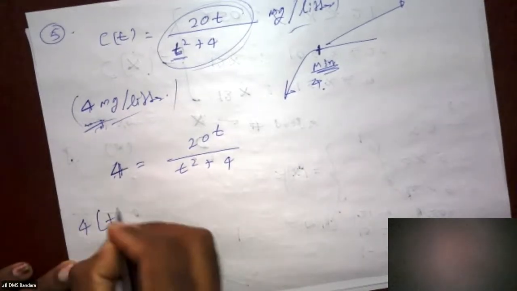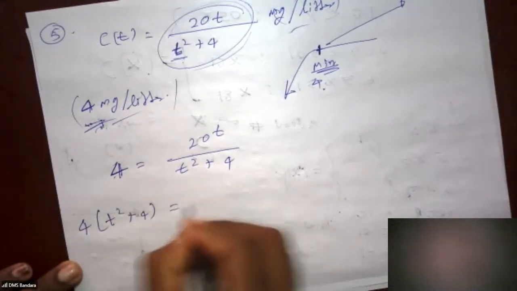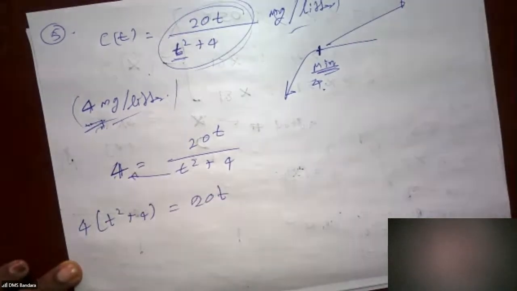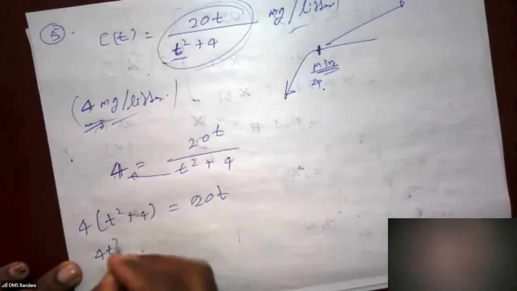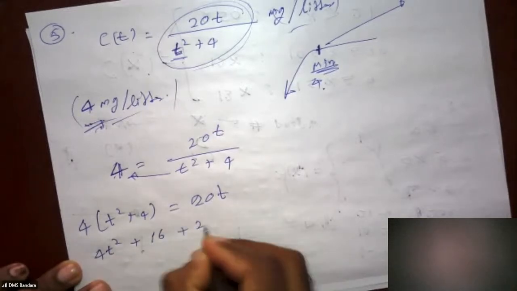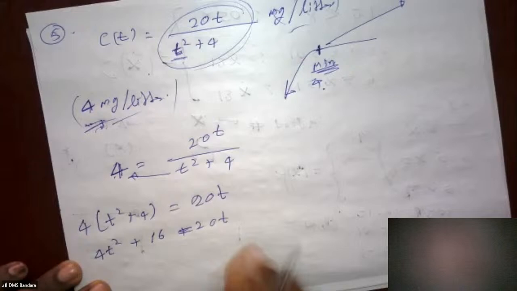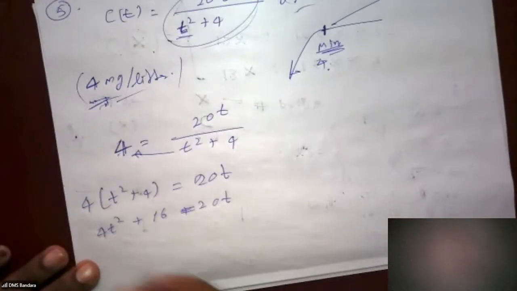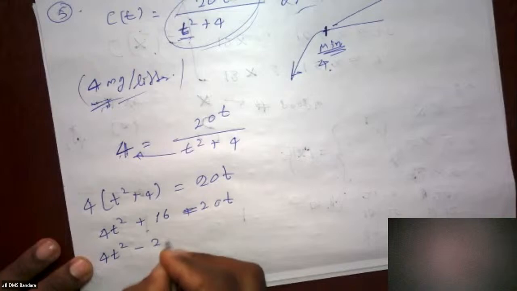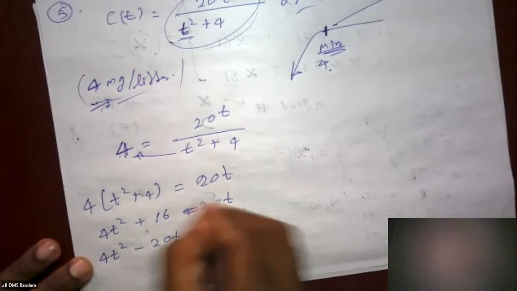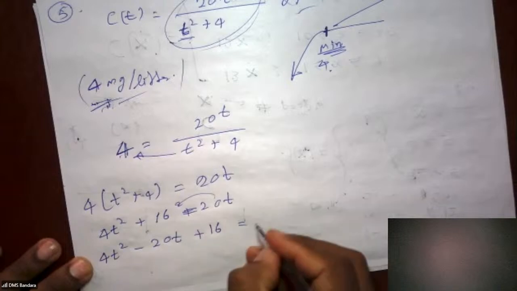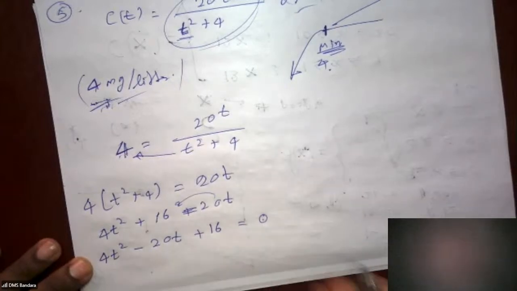4 times (t squared plus 4) equals 20t. First multiply: 4t squared plus 16 equals 20t. Again quadratic, right? 4t squared minus 20t, bringing the 20t to this side, plus 16 equals 0.